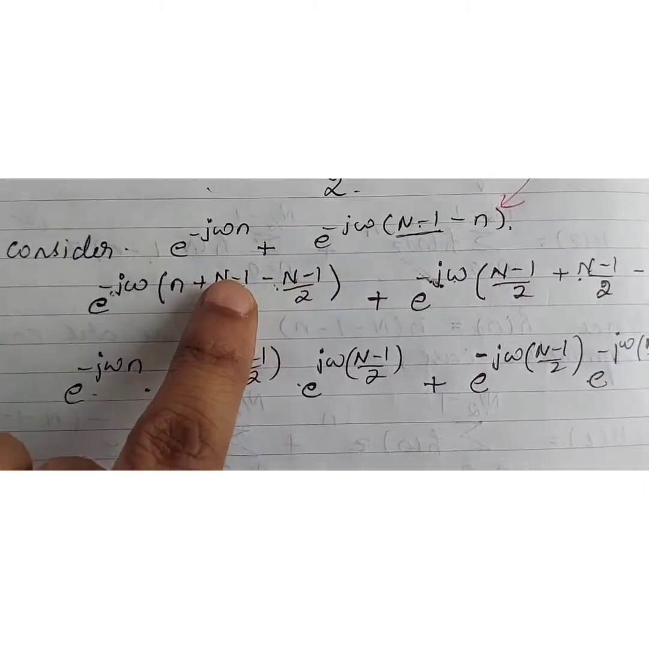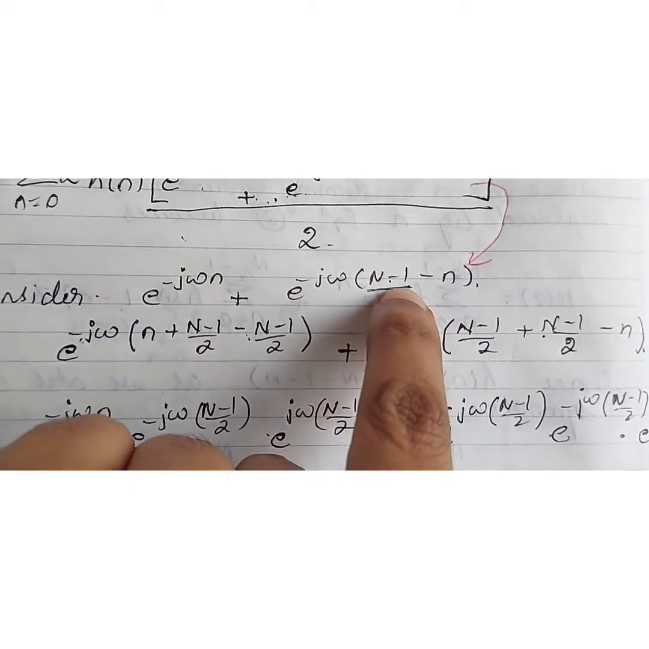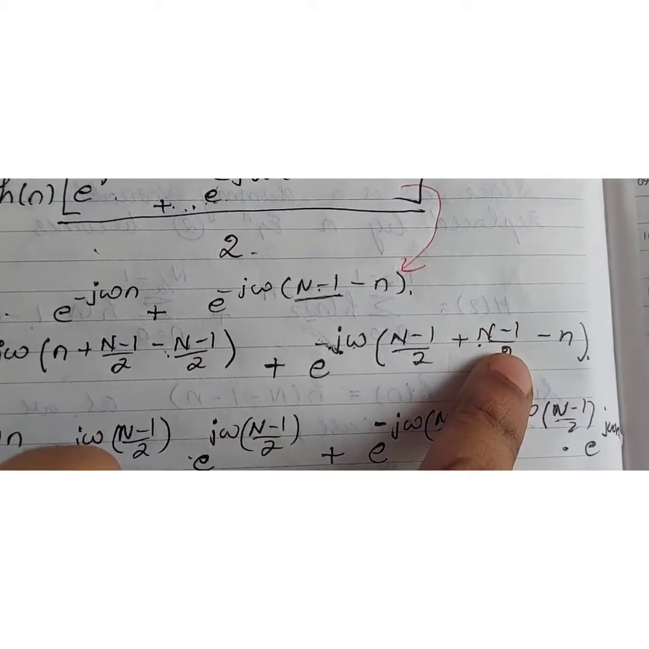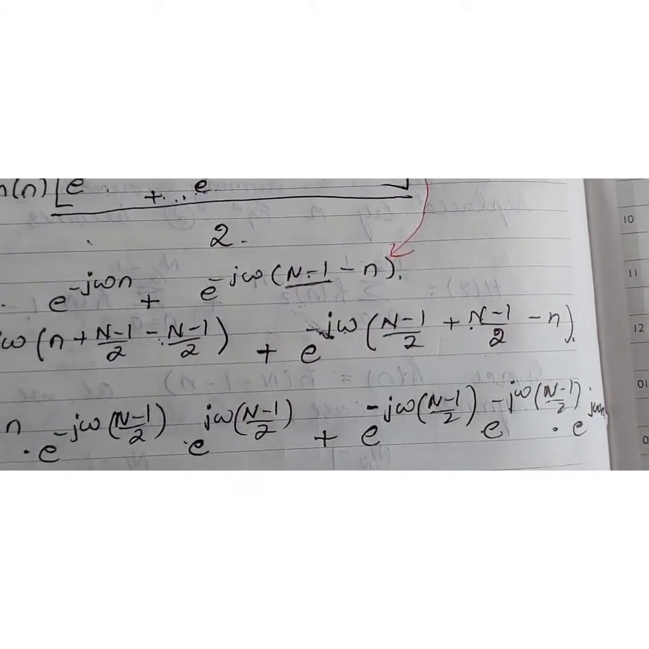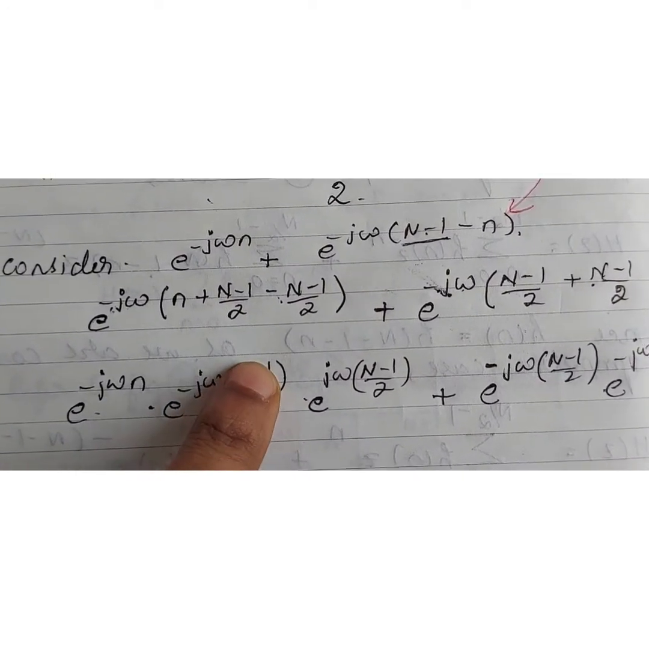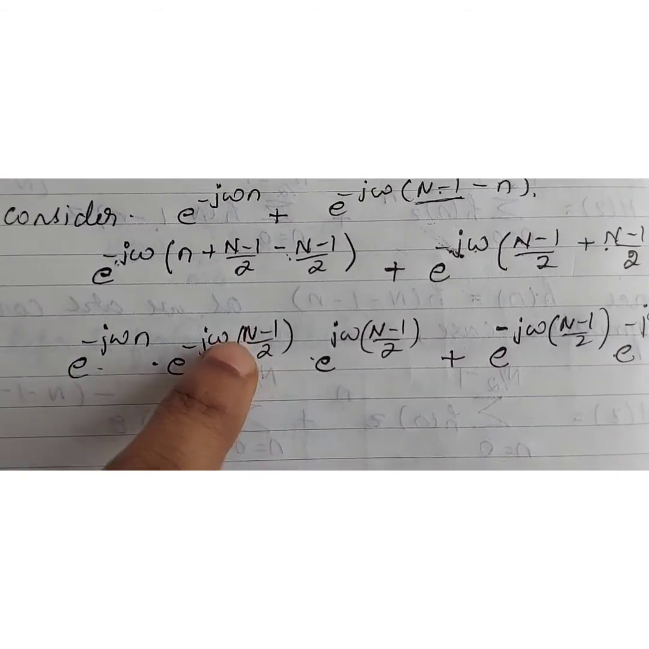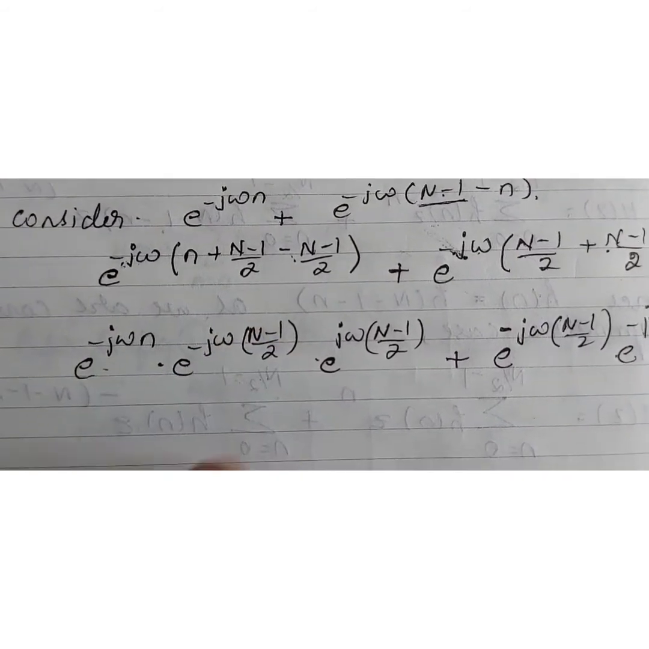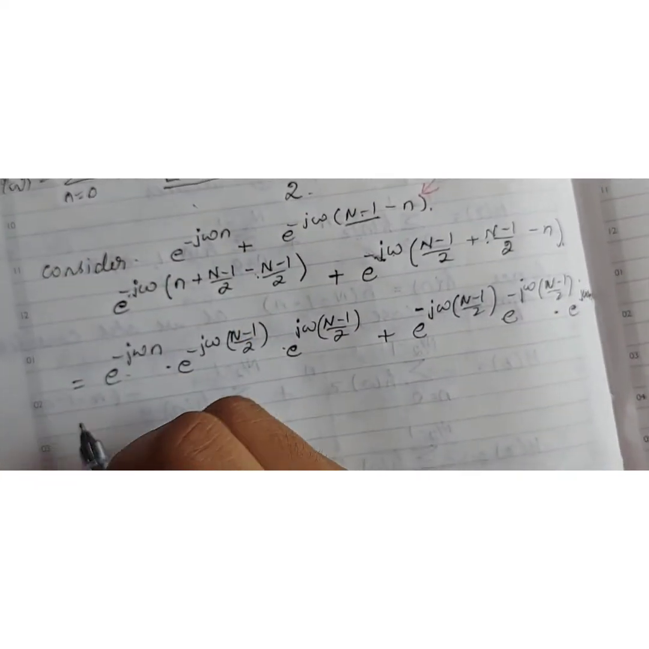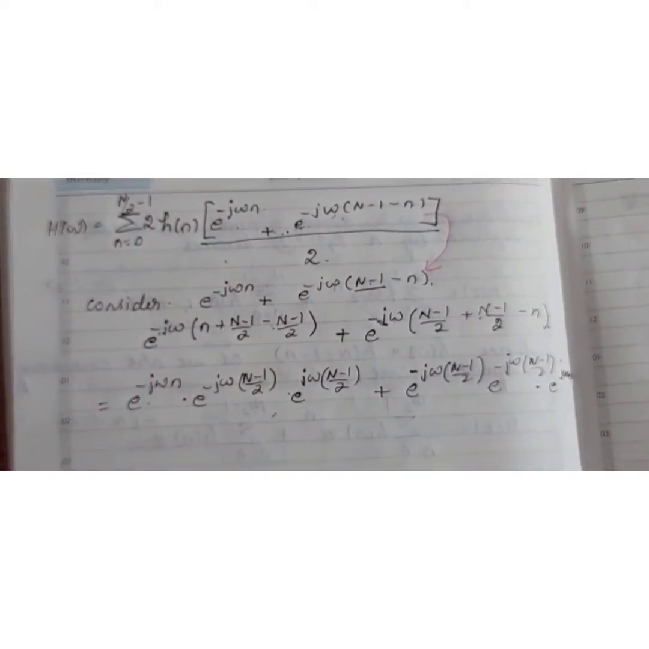So here I have added and subtracted (N minus 1) by 2. Whatever N minus 1 is there, I split it as (N minus 1) by 2 plus (N minus 1) by 2 and wrote it this way. So what is my goal? I want e power minus j omega (N minus 1) by 2, because I want the negative phase angle term outside. That is the reason I am writing it like this. The same way you will do it for everything. Remember, it is just this term that I am simplifying here.